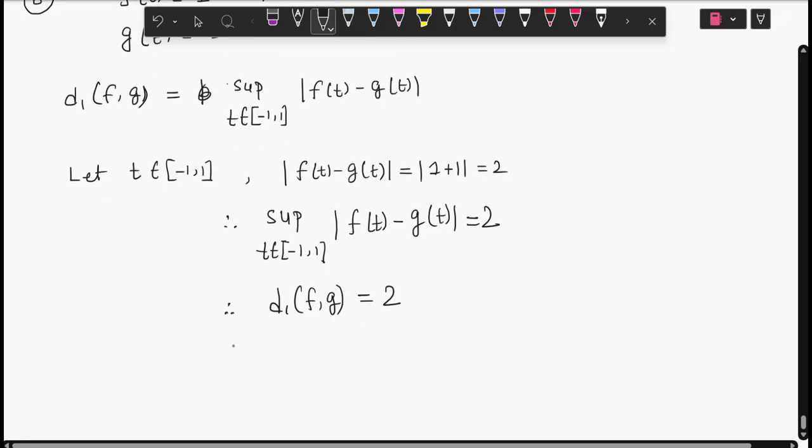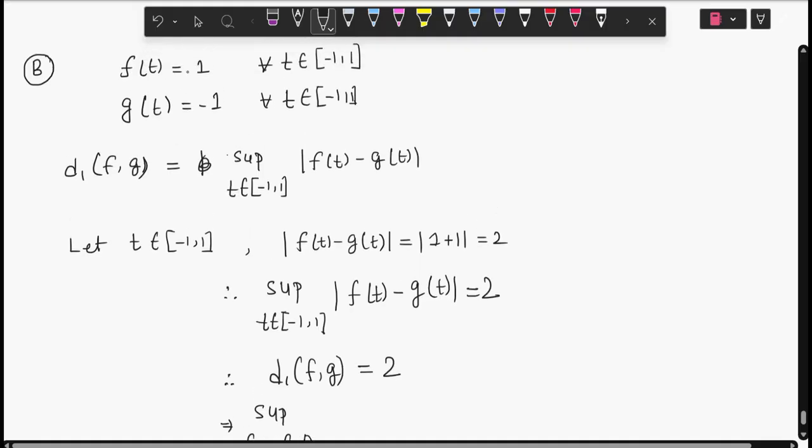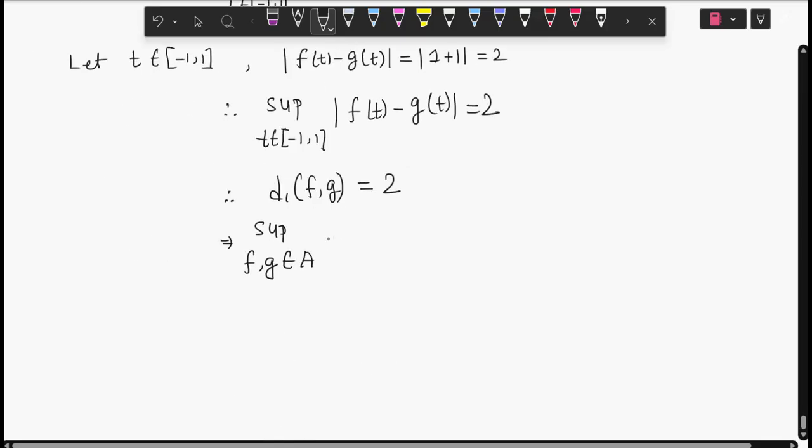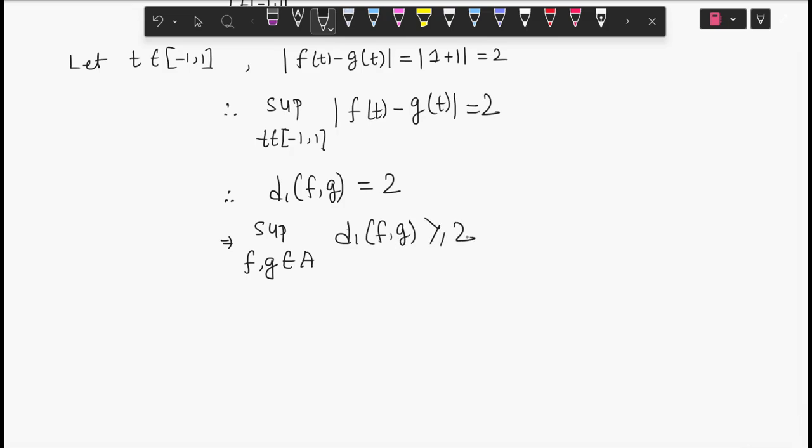if we take the supremum running over f and g, means supremum of fg belongs to A. Mind it, both f and g are real valued functions from minus 1 1 to minus 1 1, right? Supremum of fg belongs to A, d1 of fg, that is always greater or equal to 2, क्योंकि we got two functions f and g for which d1 of fg is equal to 2, so supremum 2 से ज़्यादा होगा, right?